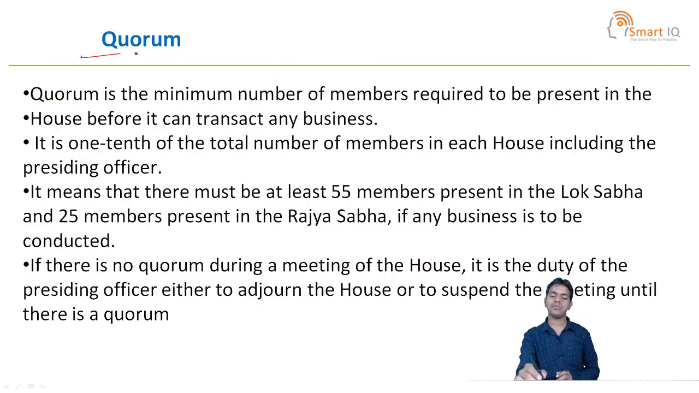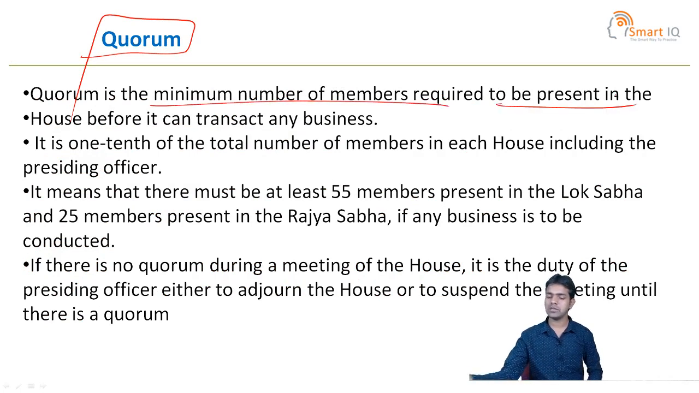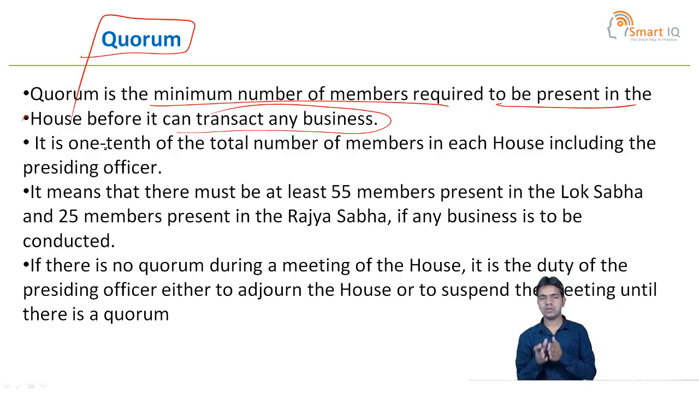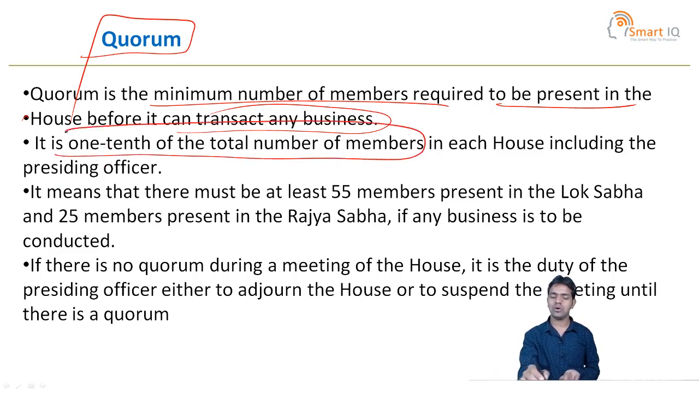Next is quorum. Quorum is the minimum number of members required to be present in the house of Parliament before transacting any business. Whenever a session is held, at least 10% of the members must be present for the parliamentary business to continue. Otherwise the session will be adjourned. It means one-tenth of the total number of members in each house, including the presiding officer.